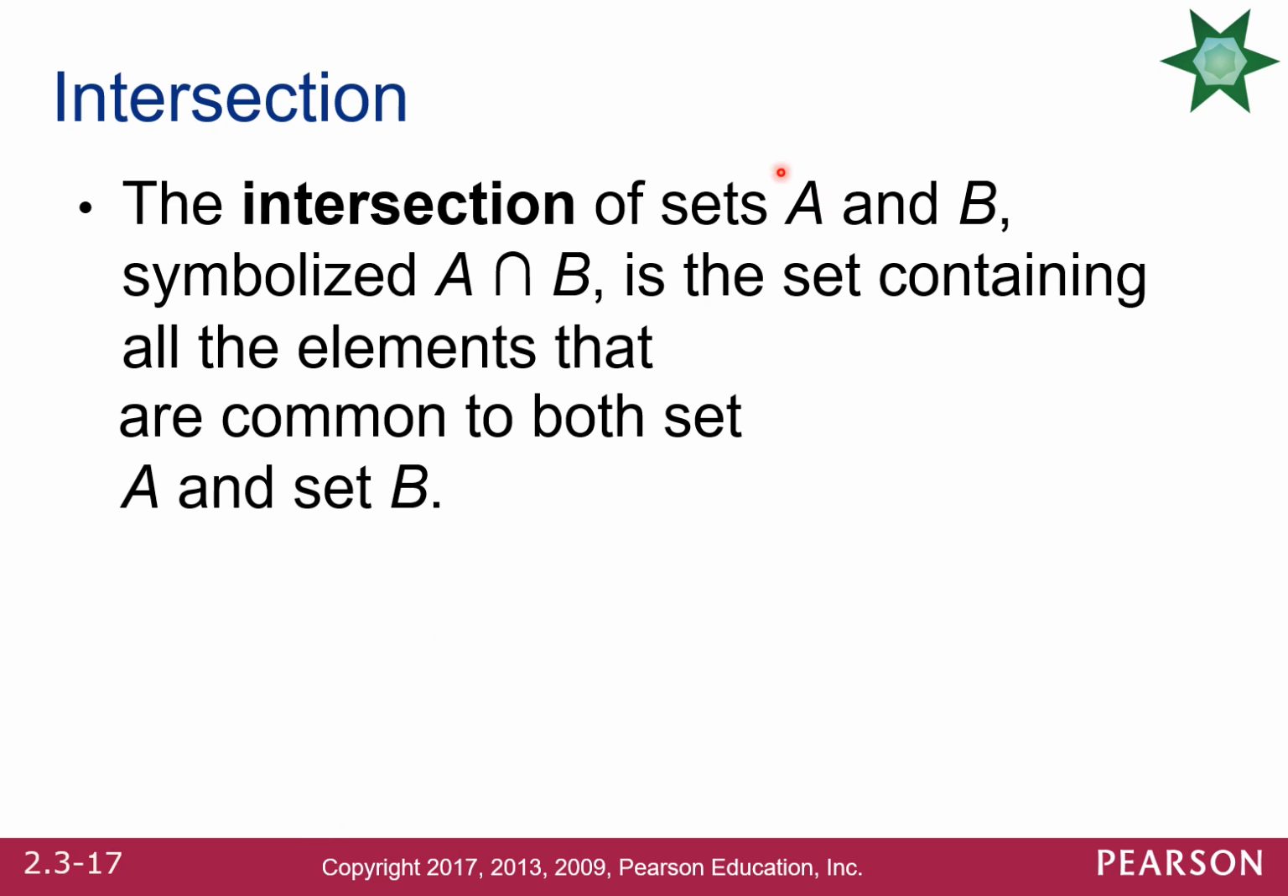Now let's talk a little more about the intersection of two sets, right? The intersection of sets A and B, symbolized by A, and then this downturned U represents intersection, is the set containing all the elements that are common to both set A and set B. All right, so this is the notation for representing intersection. We can either write it as A and then an inverted U and then B. So that tells us that we are talking about the elements that are common to both A and B.